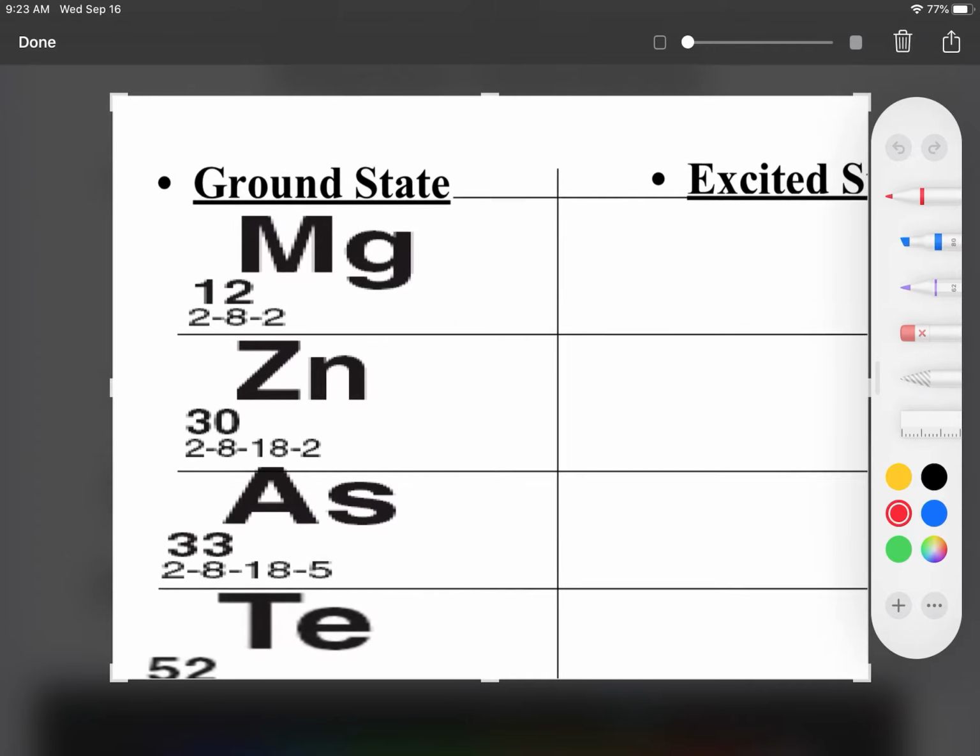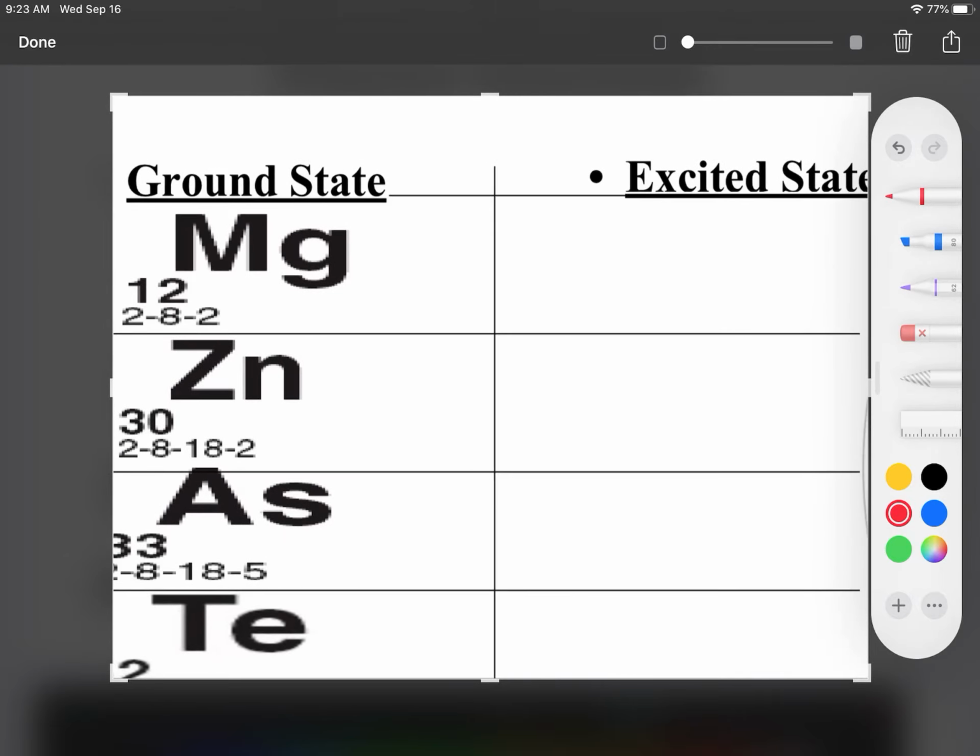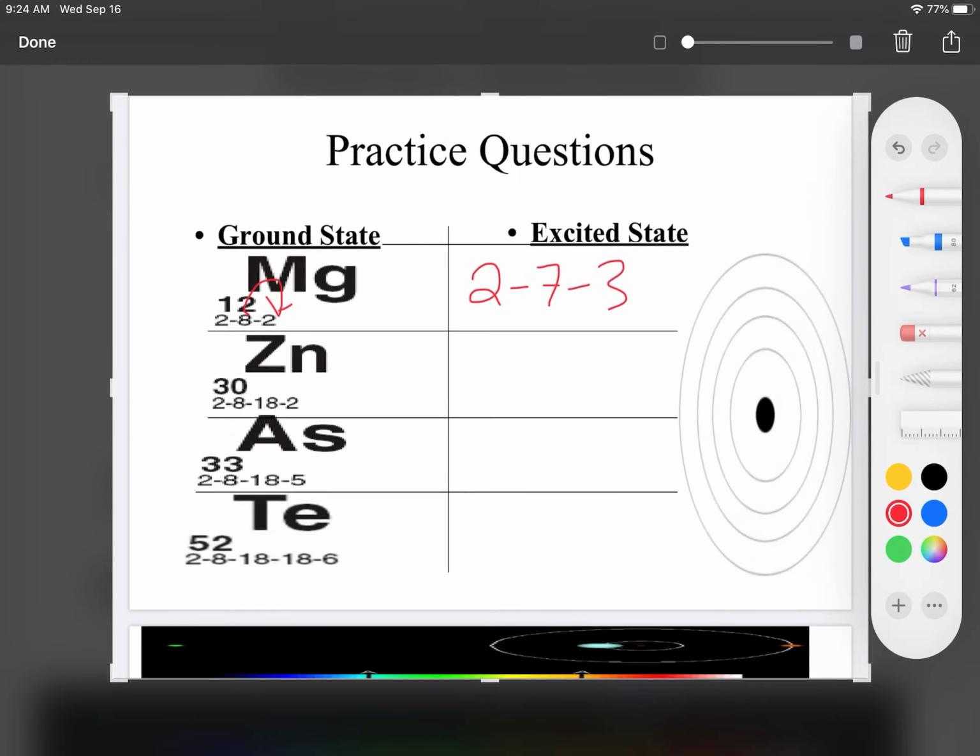Okay, we're back. Let's do the first one here, guys. Magnesium. Magnesium says configuration of 2-8-2. Now remember we said that is a ground state because I found this on the periodic table. Okay, I just took a picture of it and simply put it in here. So now, excited state is when one electron jumps up from usually the second to last level to the third. So it's simply going to jump up from here to here. So what's my new configuration going to be? Well, my new configuration is going to be 2-7-3. That is the excited state.